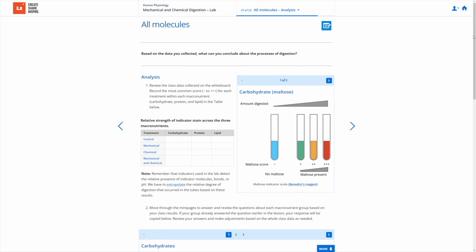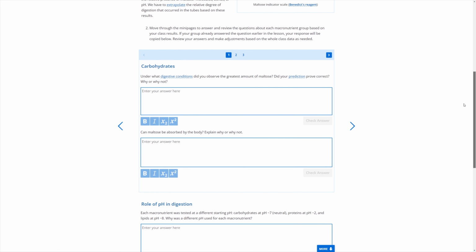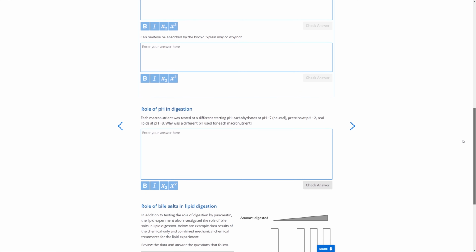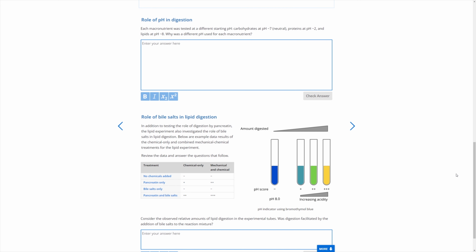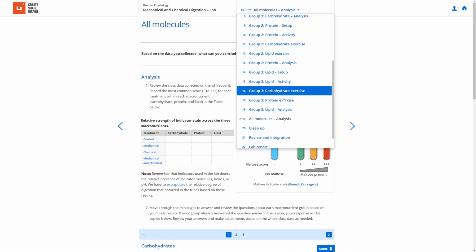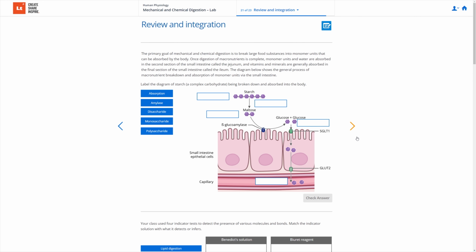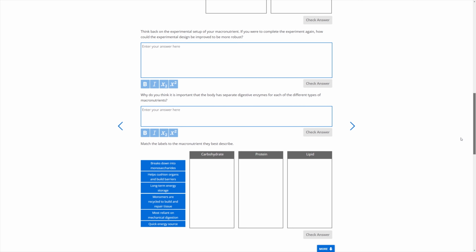On this final analysis page, students will review key questions and compare the digestive treatments and their importance for digestion of carbohydrates, protein, and lipids. All students are given the opportunity to refine their understanding of bile salts in the role of digestion of lipids. To end the lab, students complete a review and integration page, which reviews key concepts and applies the knowledge they learned in the lab to new and novel scenarios.